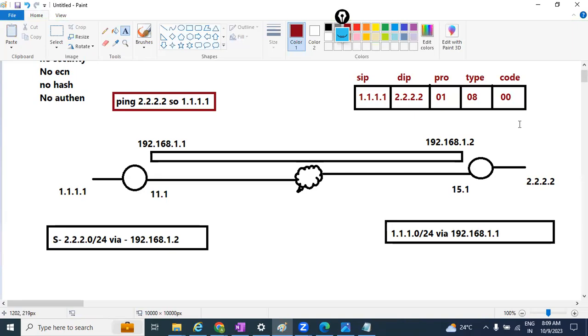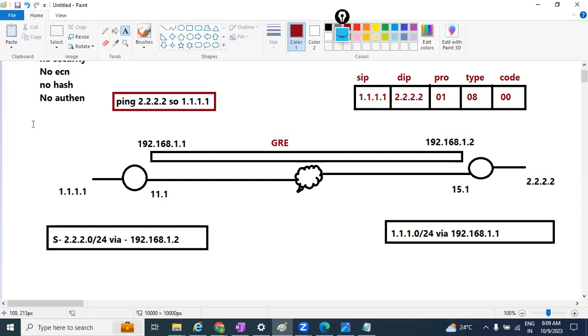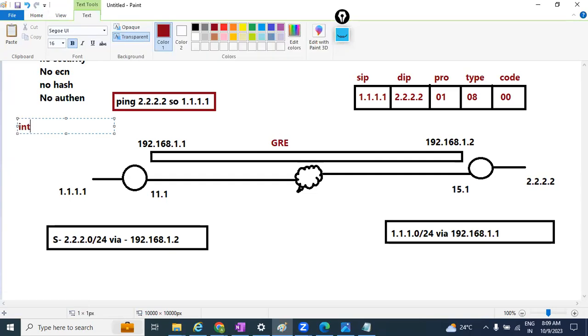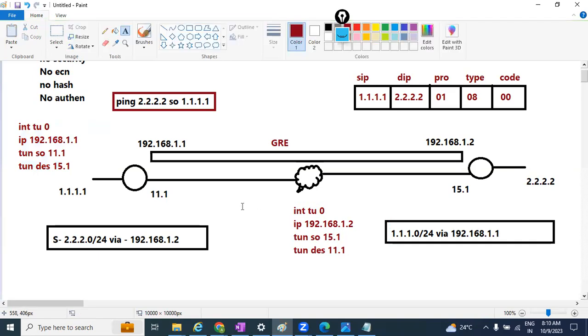But right now we are using GRE on this. On this side, in the interface, we have configured interface tunnel 0, IP address 192.160.1.1. The tunnel source is 11.1, and the tunnel destination is 15.1. On the other end, the tunnel interface 0 or 1, whatever, is .2, with the tunnel source 15.1 and the destination 11.1. So this is the configuration here.